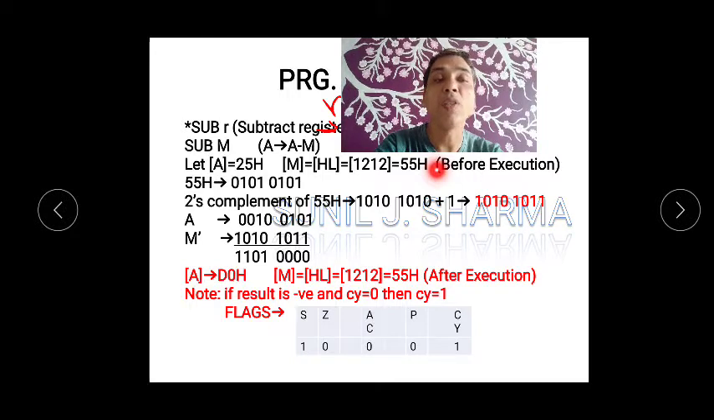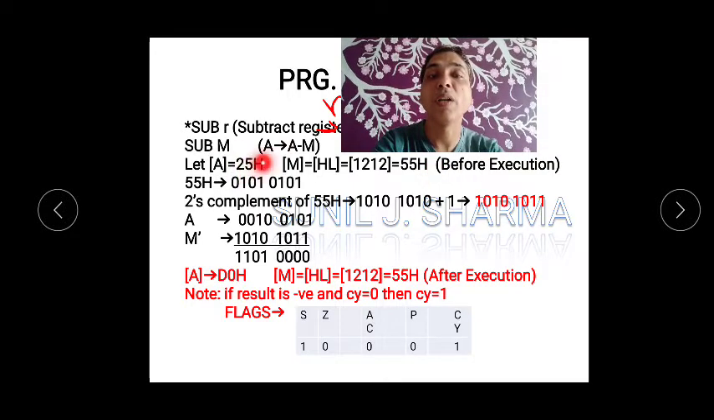Now can you see, the result is going to be negative, because the accumulator value is smaller than the second value. But we have to take the 2's complement only of the negative value, that is of whatever M is holding.